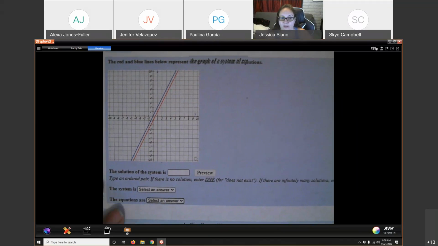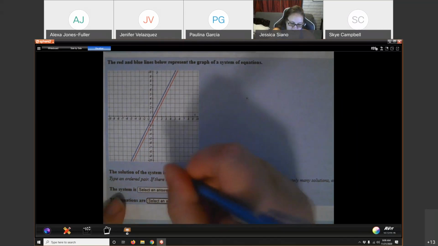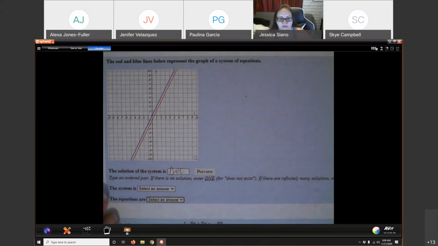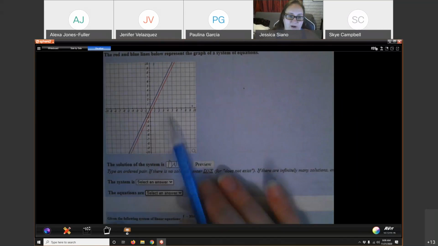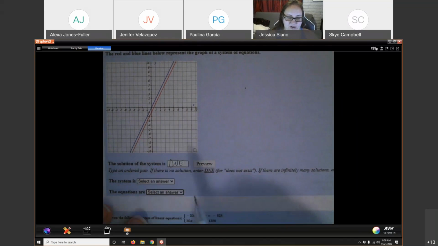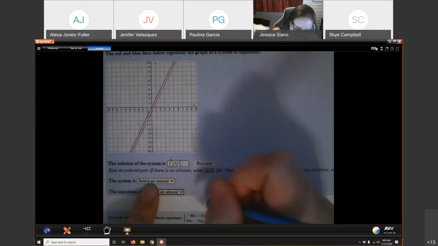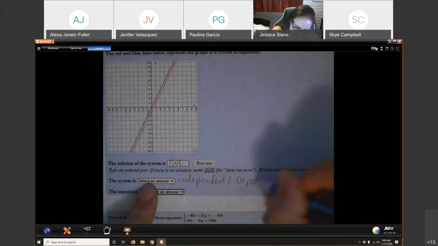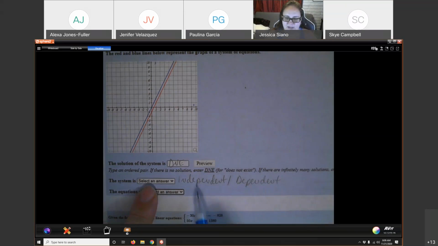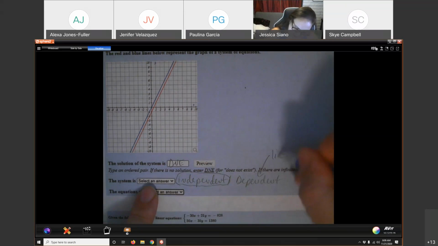So here we're looking at parallel lines. Parallel lines don't have a point of intersection. When lines are parallel, they do not cross, which means there is no solution to this system. So your two options here are going to be independent or dependent. And these lines are independent because they are two different lines. You would choose dependent if the lines overlap.